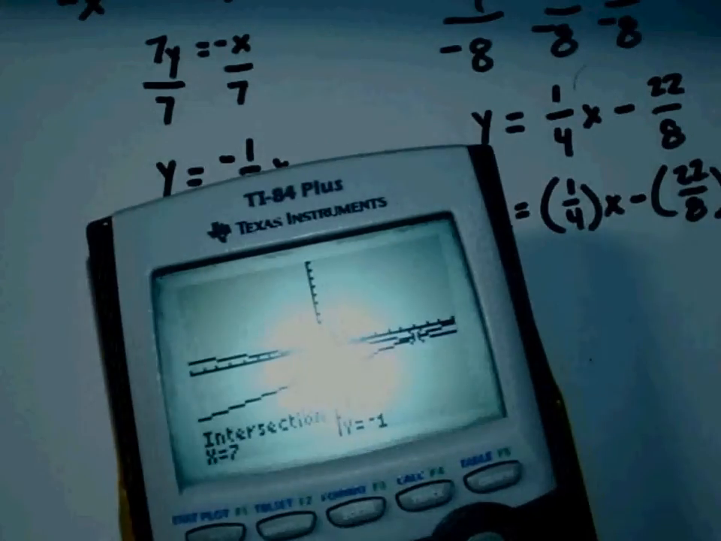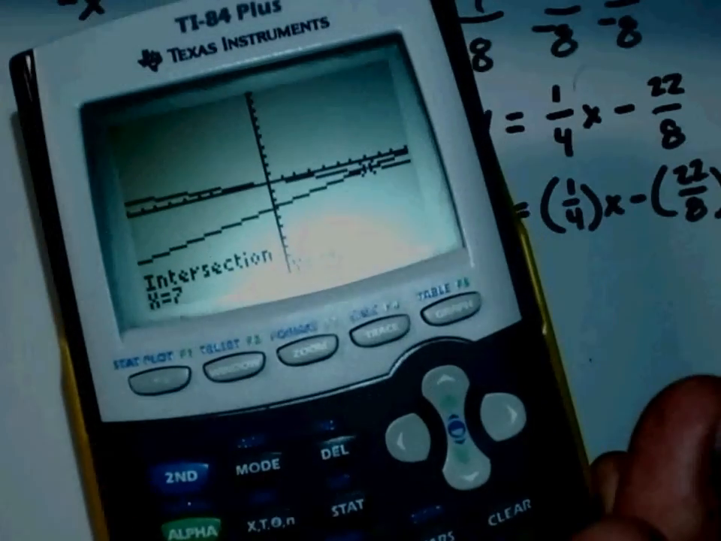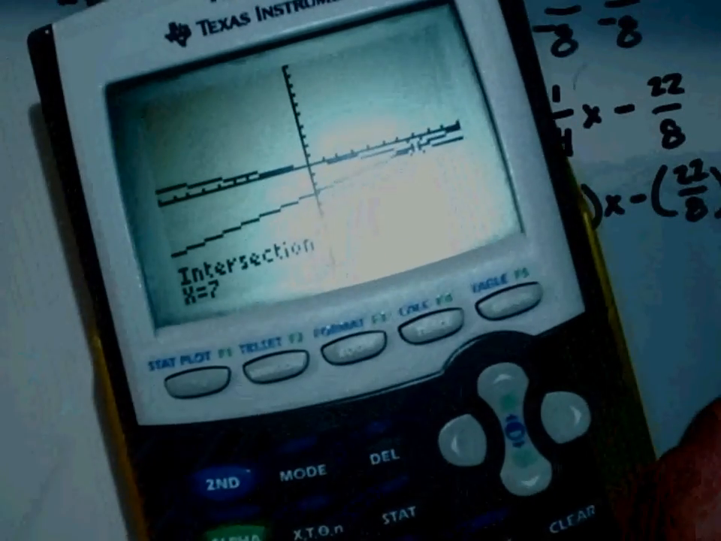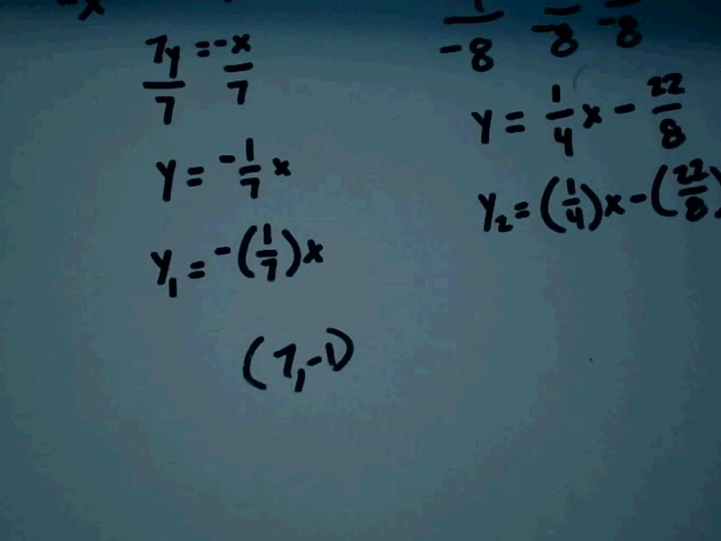Let's look at this again. Look at room C. What do we see there? That calculator works. What is that? The point of intersection. There it is, the point of intersection. The point of intersection is a solution to all systems.